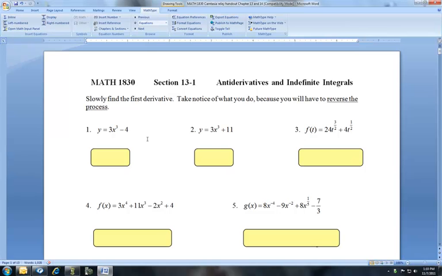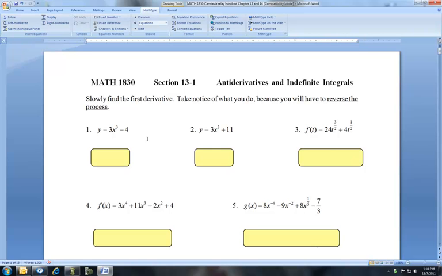Hello everybody, we're going to start chapter 13. Section 13.1 deals with antiderivatives and indefinite integrals. But before I start this, I've got to remind you about math in general.